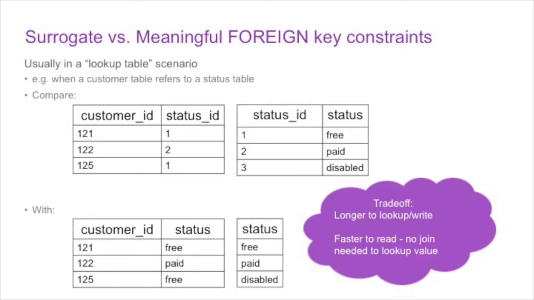I have a little thing about surrogate foreign keys versus meaningful foreign keys. Well, what do I mean by that? When you're talking about something like a lookup table scenario, like a status, right? So compare this. We've all seen this: customer IDs and then a status ID, and then you've got a status table where you look up, okay, status 1 is free, and status 2 is paid, and status 3 is disabled, right?